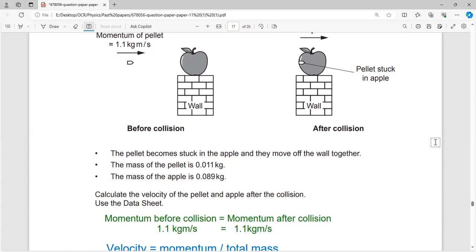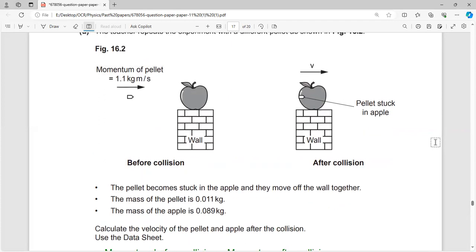Here, the pellet becomes stuck in the apple and they move off the wall together. So the pellet is stuck inside the apple and they both move away from the wall together. It means the mass of the pellet plus the mass of the apple, we will take together for the calculation of momentum.